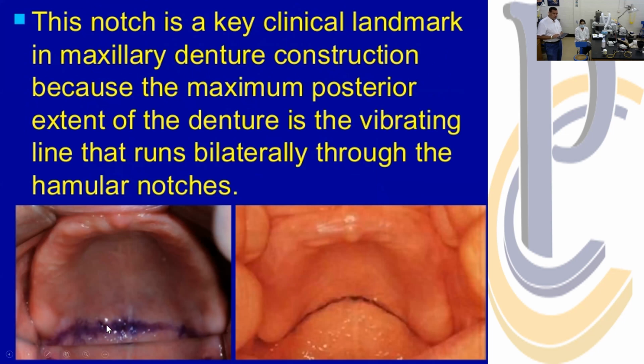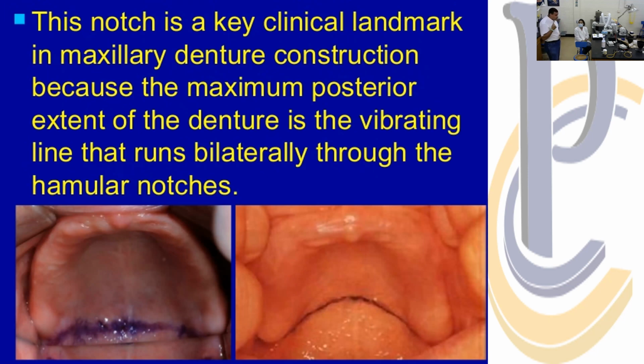Remember I told you about the vibrating line? The dentists have special pencils and tell the patient to say ah, and they will mark it. Can you see it? So this is our denture extension. The denture should not extend beyond that. When they take the impression of this area, the mark will be visible in the cast, so you know where the extension is. It's a special pencil. The patient says ah, and the dentist will find it.